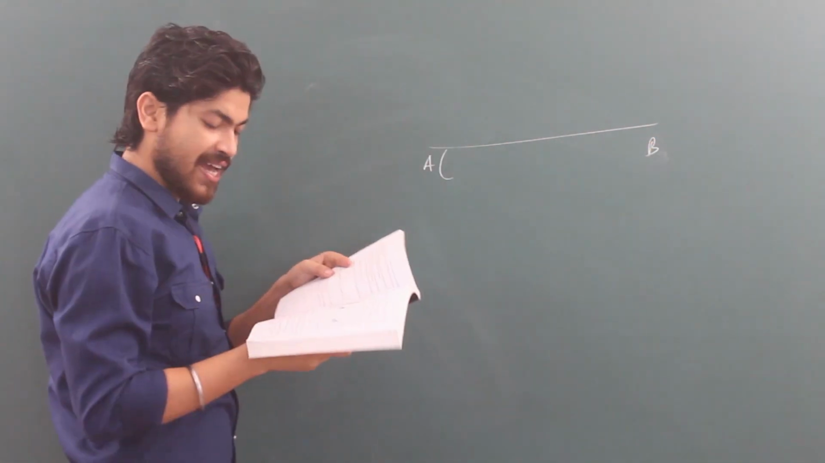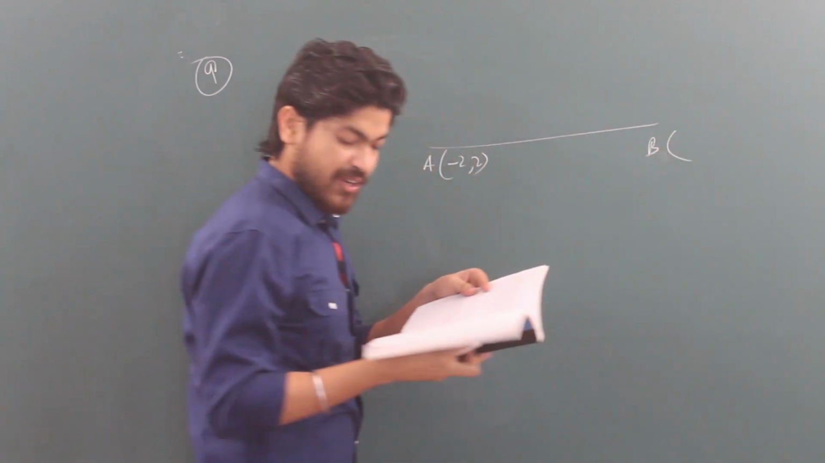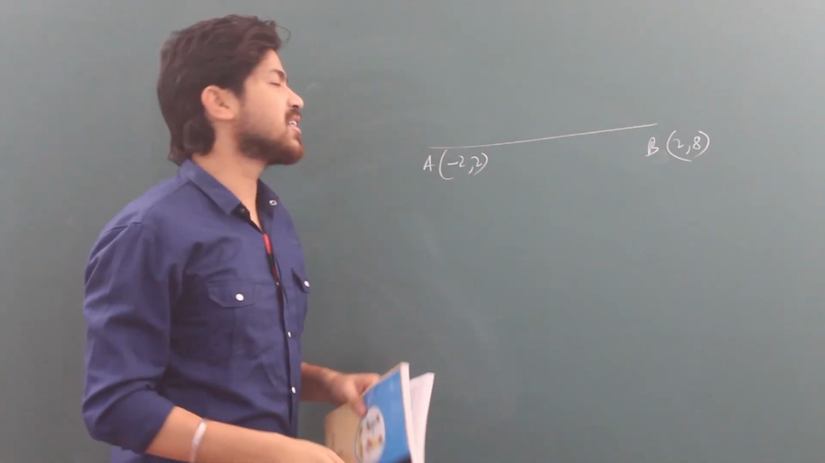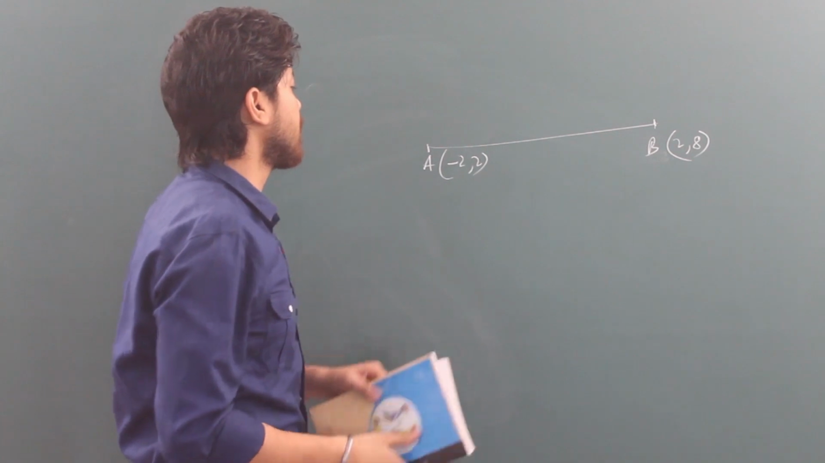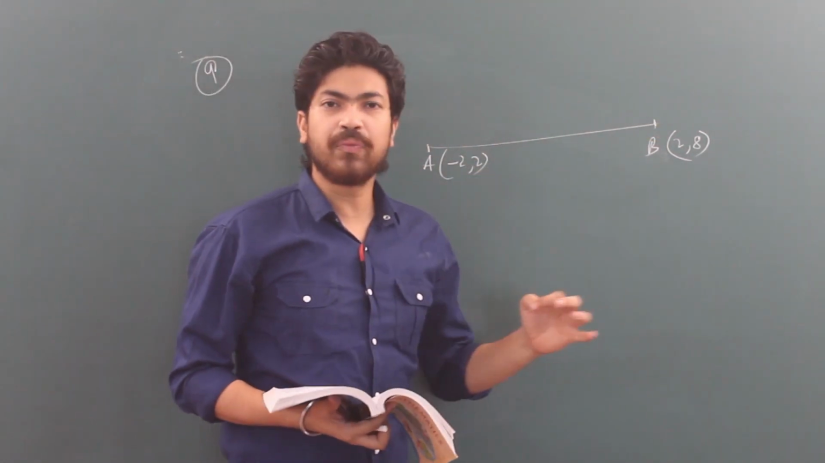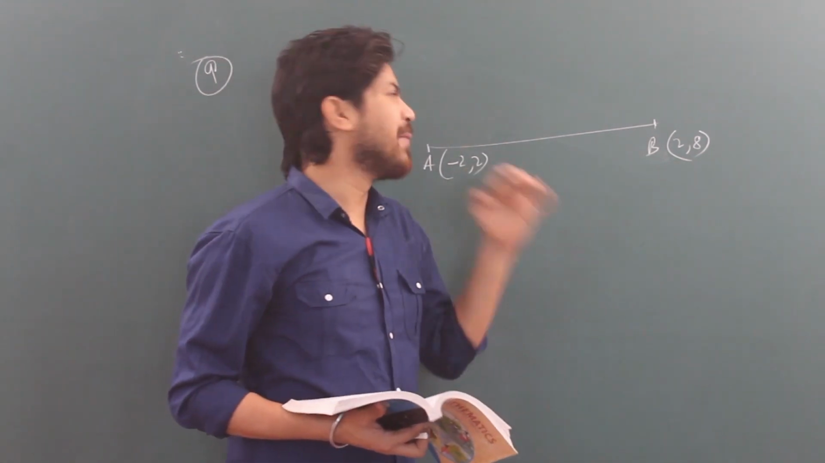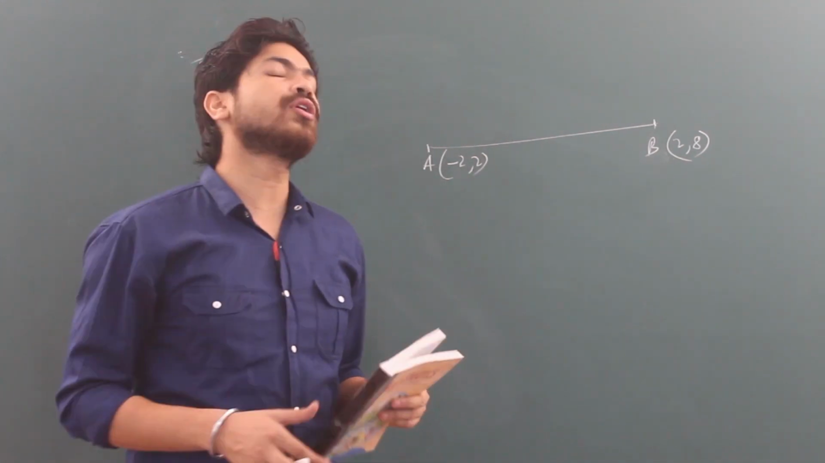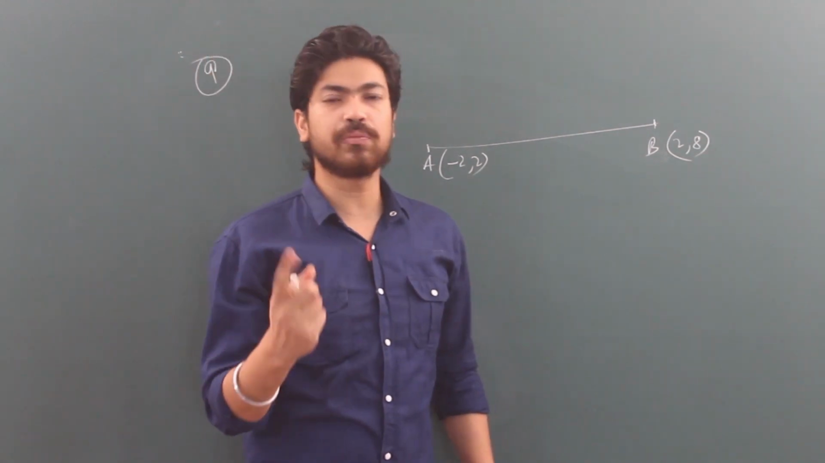A's coordinate is given as -2 comma 2 and B's coordinate is given as 2 comma 8. Got it? So these are the two endpoints of the line segment AB, whose A's coordinate is -2 comma 2 and B's coordinate is 2 comma 8. And you need to find the coordinates of the points which divide this line segment into 4 equal parts. So if the points will divide this line segment into 4 equal parts, that means obviously we will get 3 points.